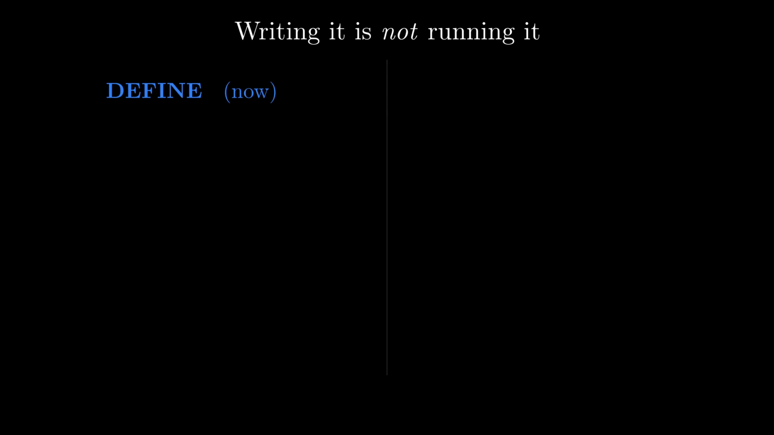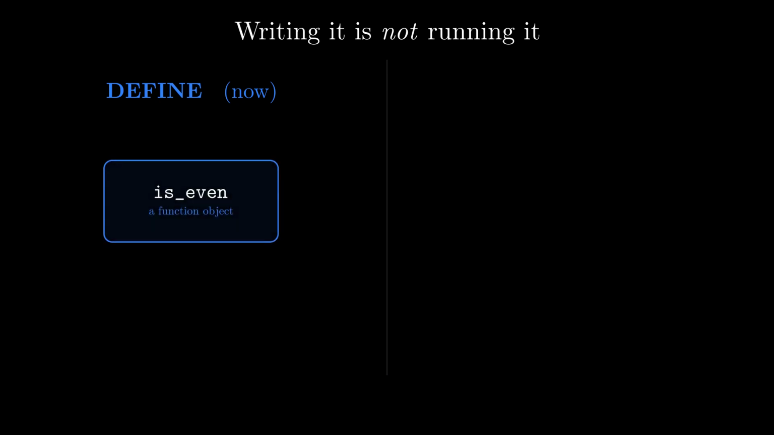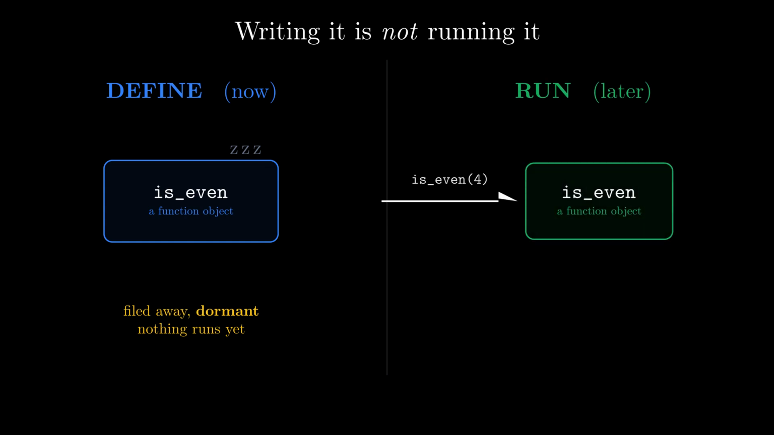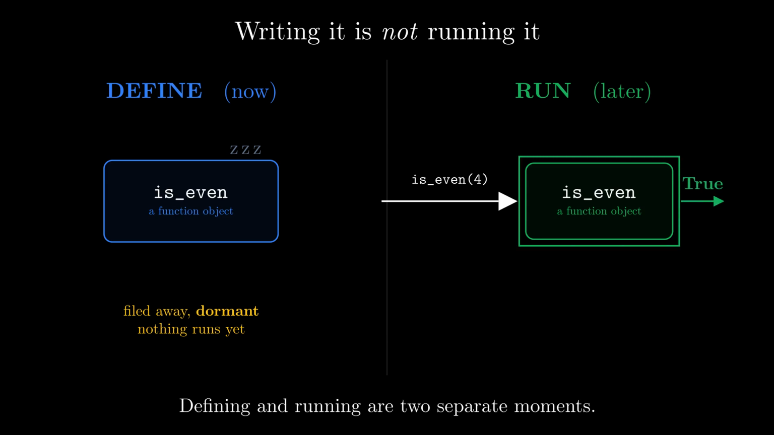Writing this function does not run it. Not a single line of that body executes right now. All we have done is hand Python a recipe together with a name. Python quietly files the recipe away as an object called isEven, and then it waits. The code only springs to life later when someone actually calls the function on a real number. Defining and running are two separate moments. Right now, we are only defining.